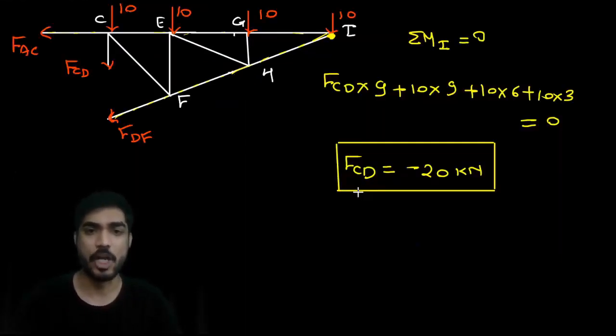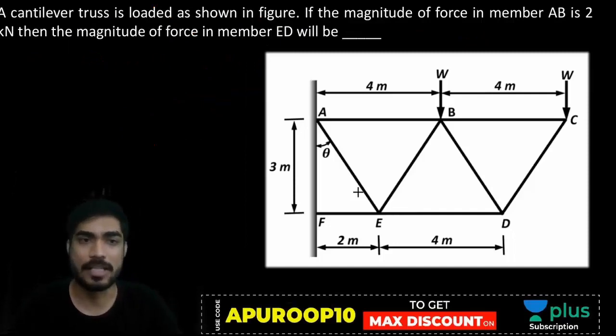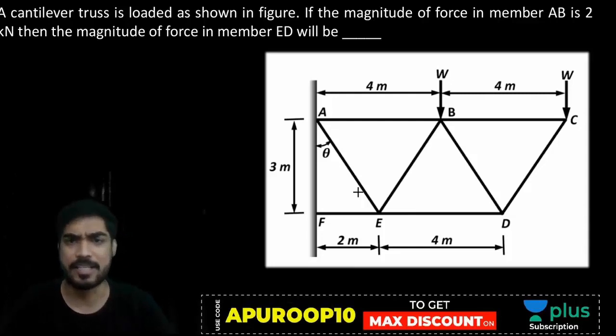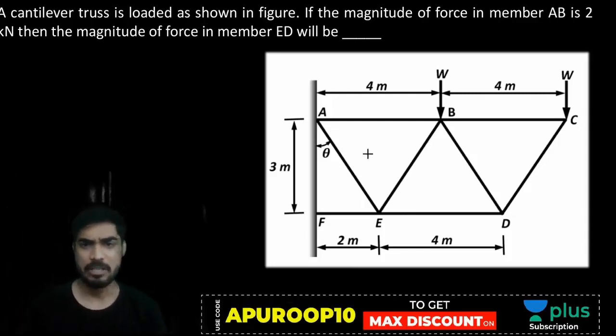Okay. Chalo. Now let's solve this problem. A cantilever truss is loaded as shown in figure. If the magnitude of force in member AB is 2 kilonewton, then the magnitude of force in member ED will be. Okay. So my friend, what is given in this question? See, understand this question. Force in AB is known, 2 kilonewton, and we need to find force in ED. W is not known.